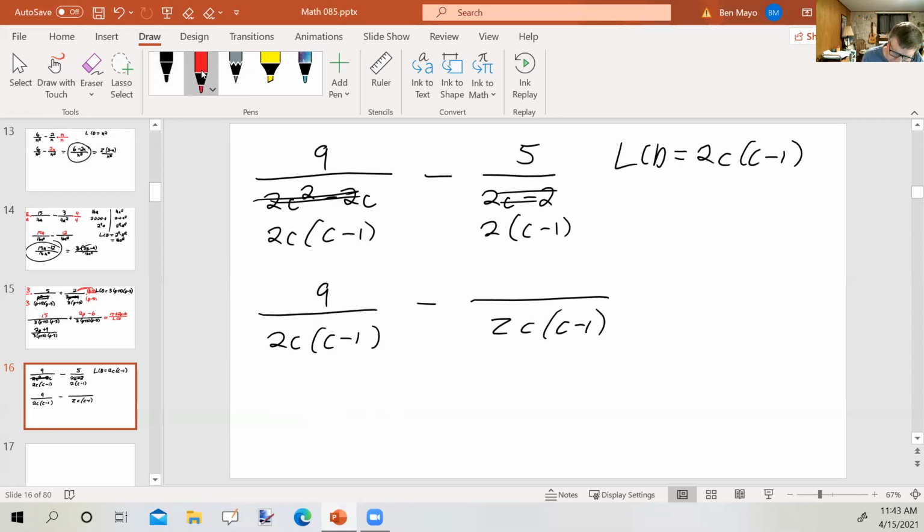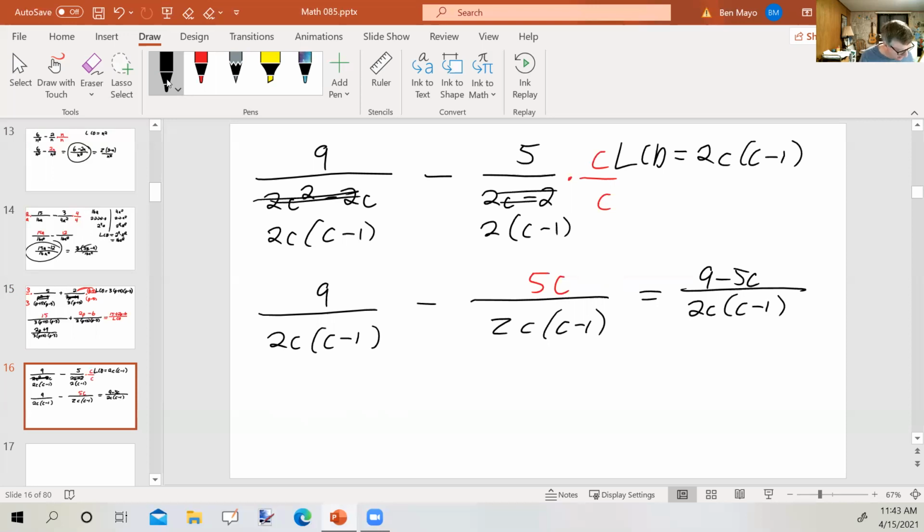It turns out that the first fraction already has that least common denominator, but the second fraction doesn't quite. What's missing? A c. So my new numerator becomes 5c, and I end up with 9 minus 5c over 2c times c minus 1. And there's no common factors that I can reduce out, so that's as far as we can go. All righty.